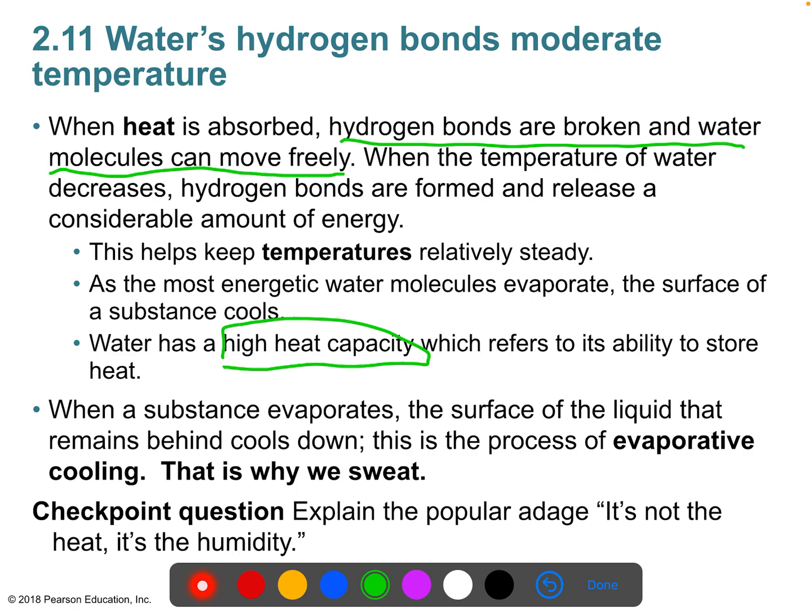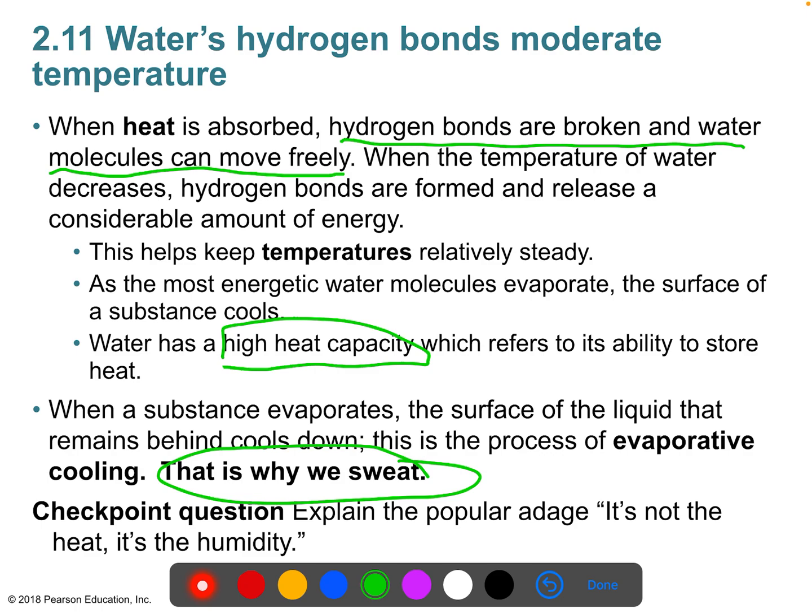And in the case of human beings like us, one of the properties of water that we take advantage of to help keep us safe and help us maintain homeostasis is sweating. And how does sweating relate to the properties of water? When a substance evaporates, the surface of the liquid that remains behind starts to cool down. That's because as the water evaporates from a liquid state to the gaseous state, as you sweat, as the water starts to evaporate, it actually takes that heat with it. So it's actually removing the heat from your body.